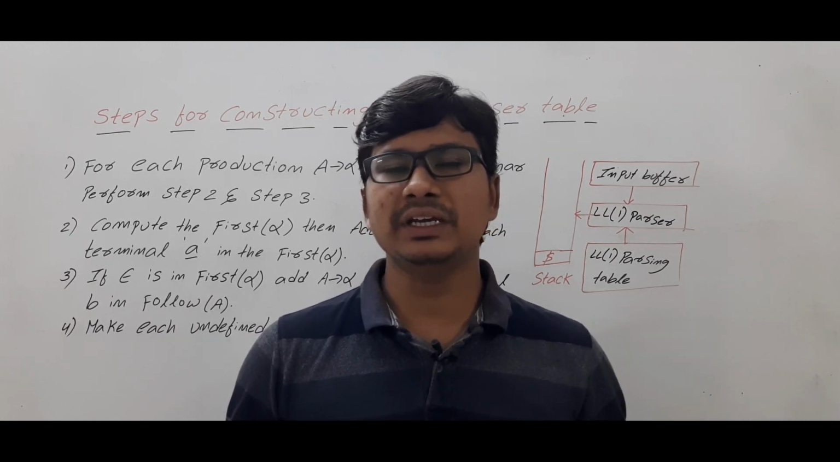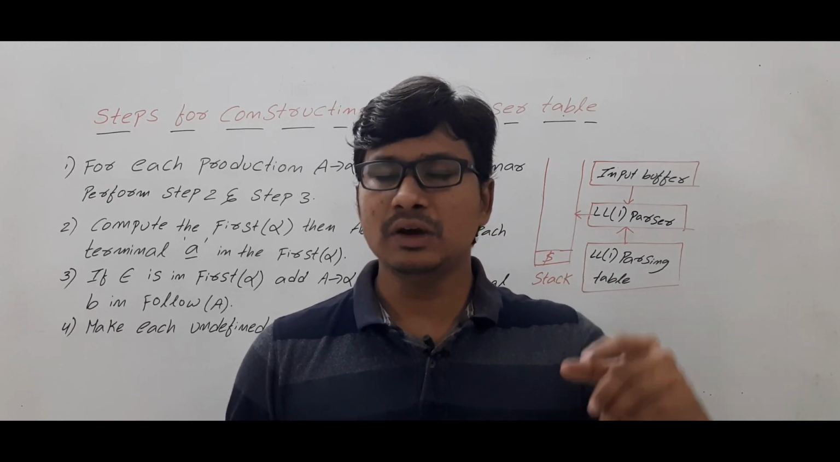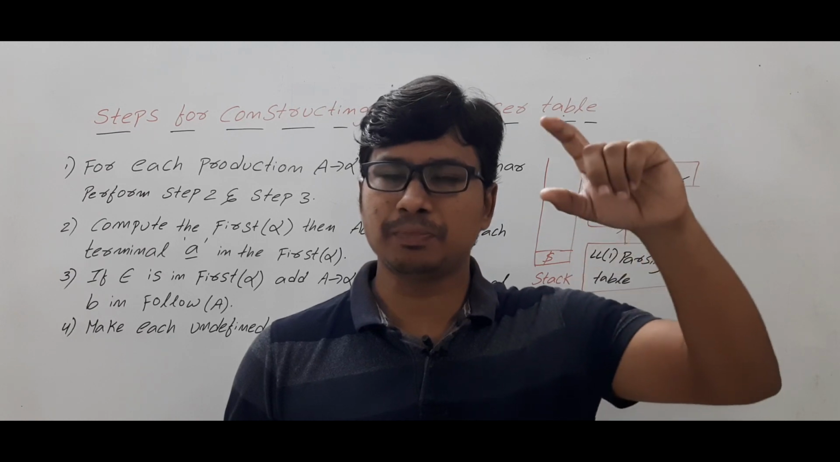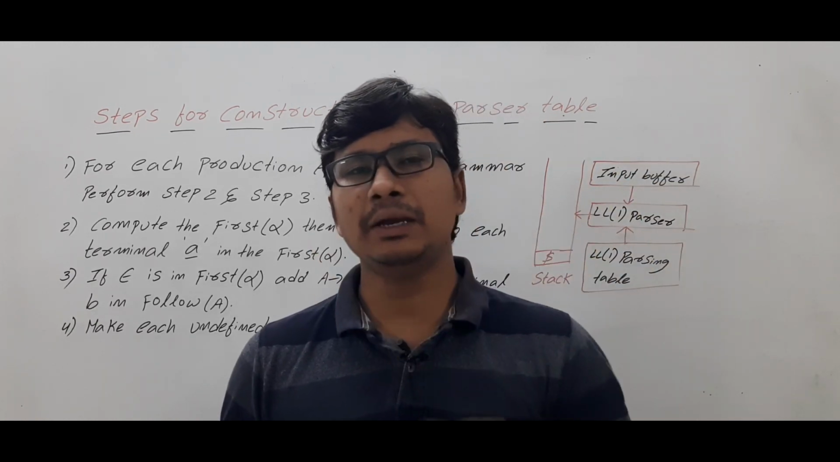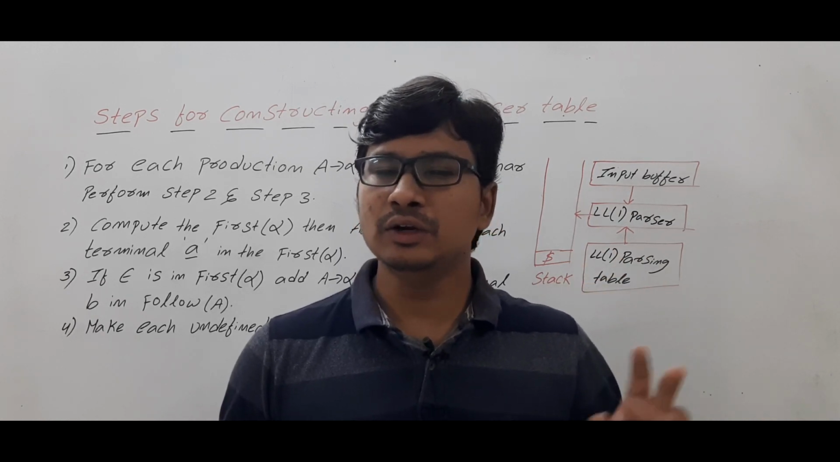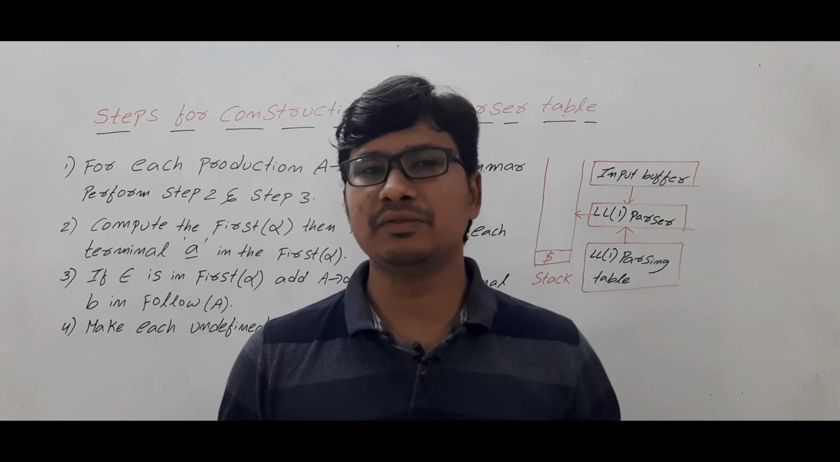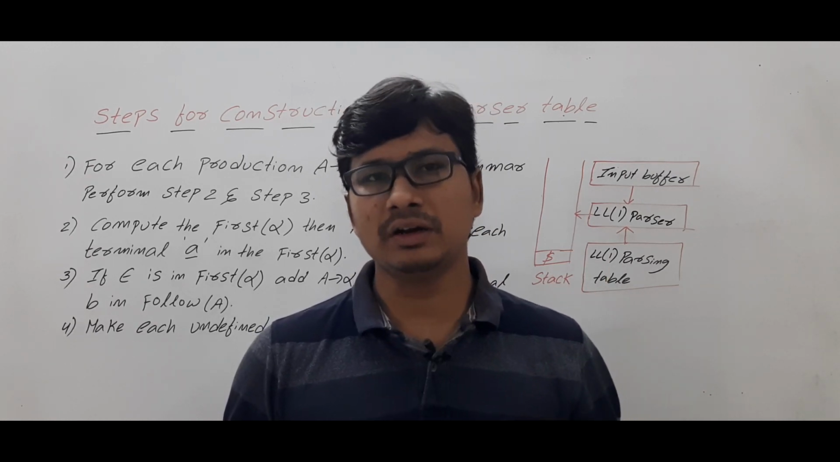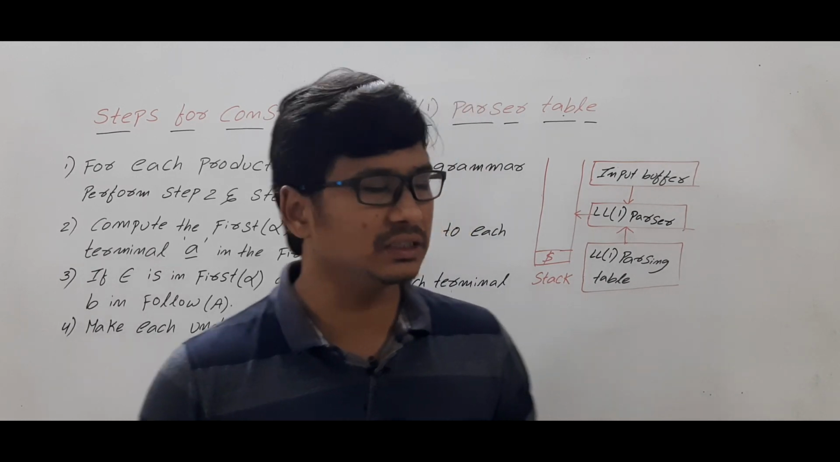First, let me come to the LL1 parser. LL1 parser is a top-down parser. We have already discussed that parsers are classified into two types. One is top-down parser and bottom-up parser. Top-down parser consists of again two types of parsers. One is recursive descent parser and another one is predictive parser or LL1 parser. So let me discuss about LL1 parser.